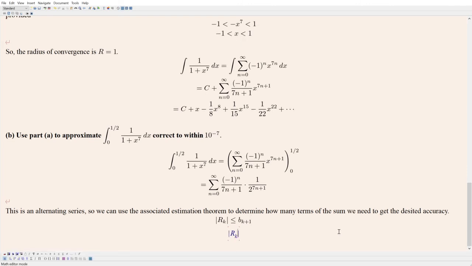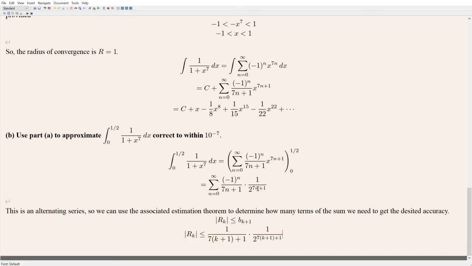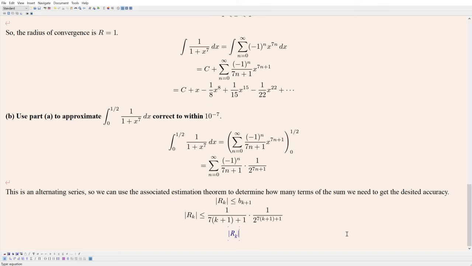So in our case, this is what you get neglecting the alternator. So for us, that's going to be 1 over 7 k plus 1 plus 1, like so. Literally just replacing n with k plus 1 here. So let's see. That's 7k plus 7 plus 1, so plus 8.